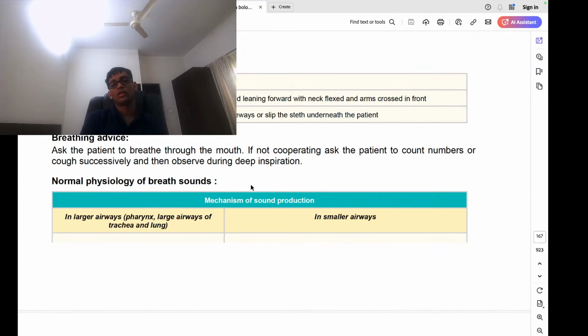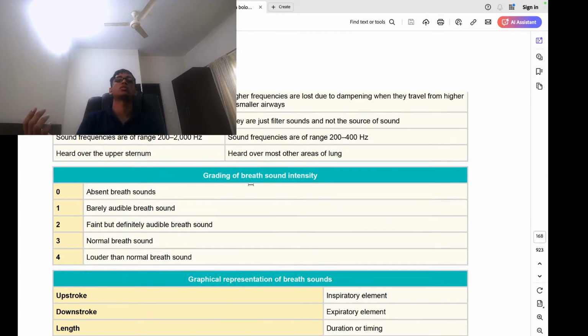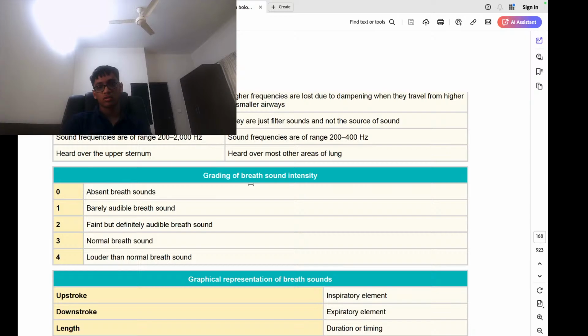Physiology of breathing sounds: they are generated in the larger airways, pharynx, trachea and lung, and the smaller airways. In larger airways, sound is generated due to turbulence. In smaller airways, the higher frequencies are lost due to dampening as they travel from the larger to the smaller airways. So the smaller airways are not the source of sound; they just filter sound.